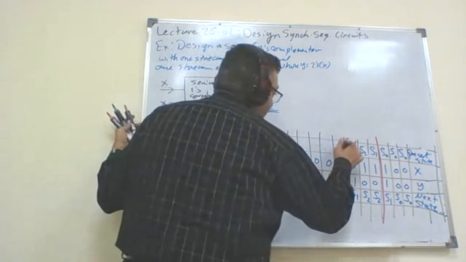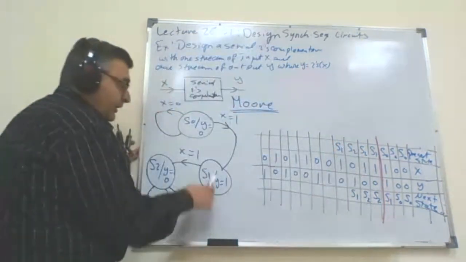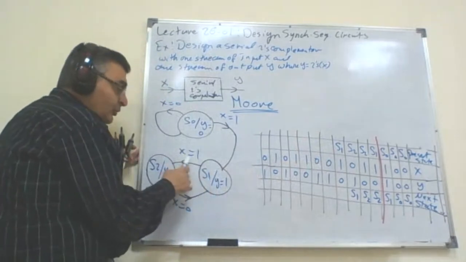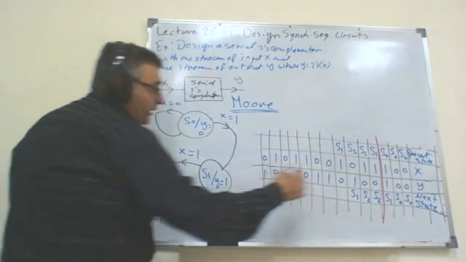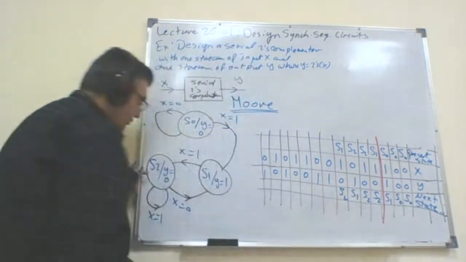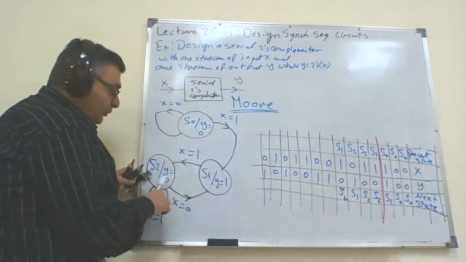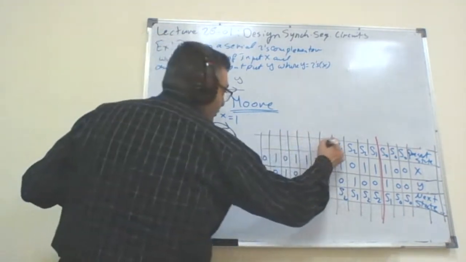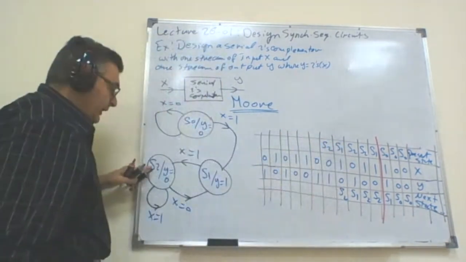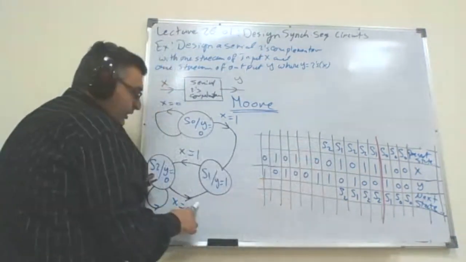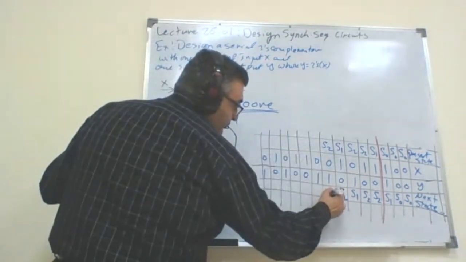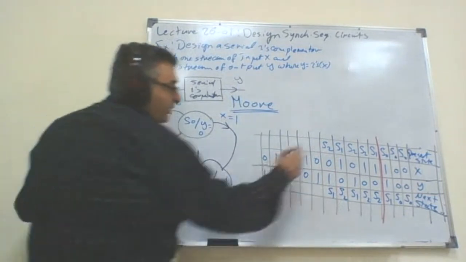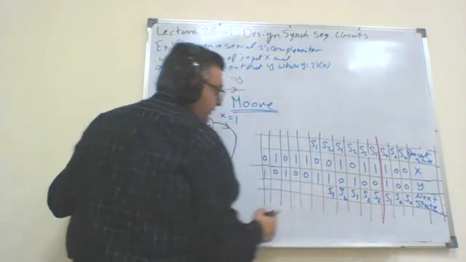So now I am in S1. I received another 1. So 1 is already defined. I will go back to S2, and in S2 the output will be 0. Perfect, working perfectly. Now I am in S2 and I received 0. I will go back to S1 and I get y equals 1. I am back in S1.